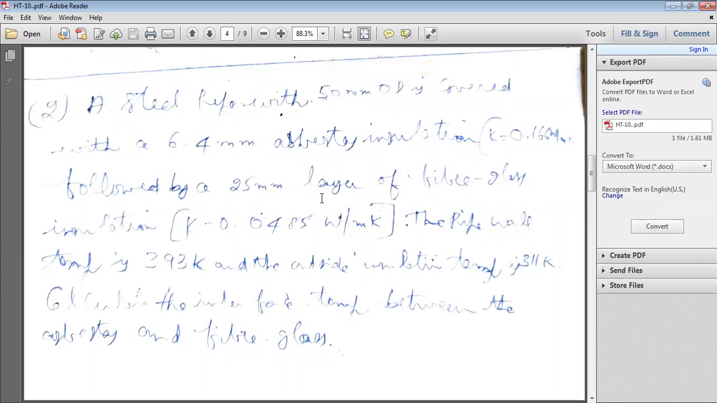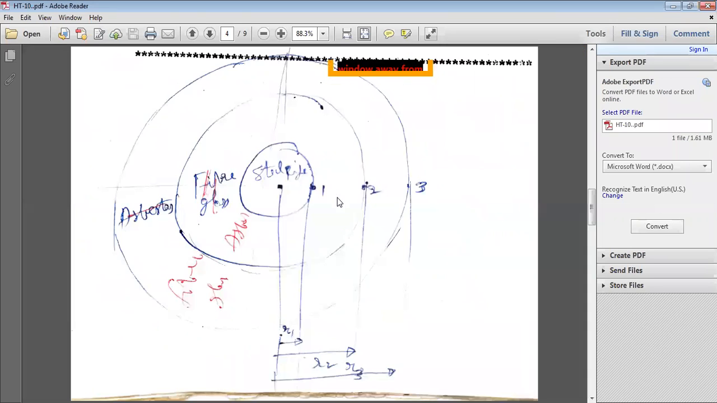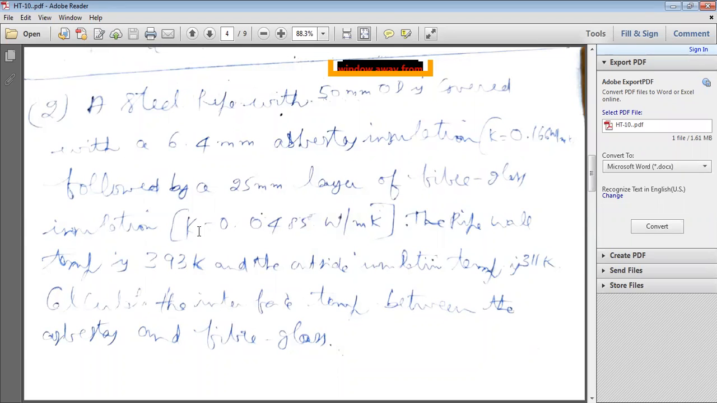Followed by a 25 mm layer of fiberglass insulation. That's why this layer thickness 25 mm. And fiberglass insulation thermal conductivity 0.0485 watt per meter Kelvin. And asbestos insulation thermal conductivity K is equal to 0.166 watt per meter Kelvin.